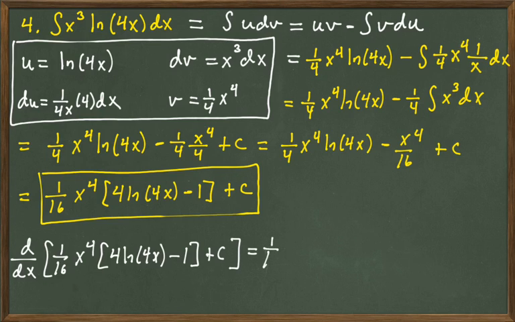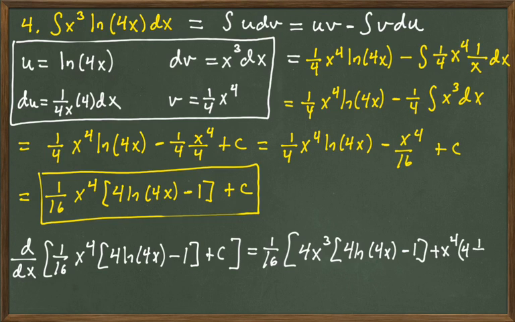So that's going to be 1 over 16 times 4x cubed times the second function of 4 natural log of 4x minus 1 plus the first function of x to the 4th times the derivative of 4 natural log of 4x minus 1. So you got the 4. Derivative of natural log of 4x would be 1 over 4x times 4 by the chain rule. Derivative of the 1 would be 0.